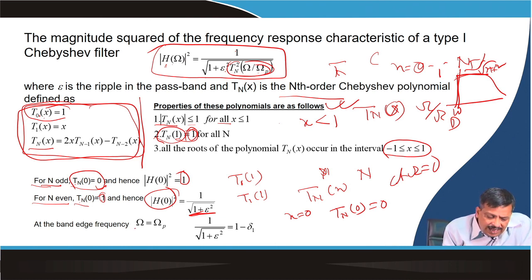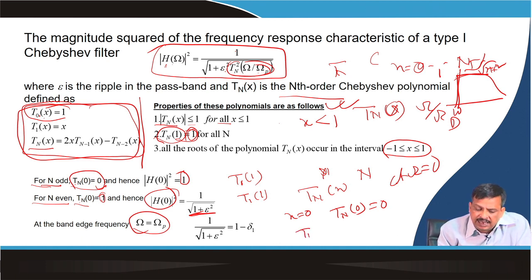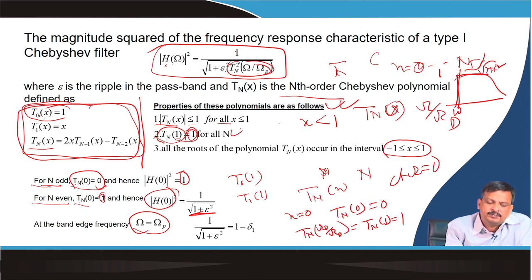Now, at omega equal to omega p, Tn of omega p by omega p, so omega p by omega p is equal to Tn of 1. So, Tn of 1 is always 1. So, I can say this factor is 1. So, it is nothing but 1 by root over of epsilon square, which is equal to your passband ripple.